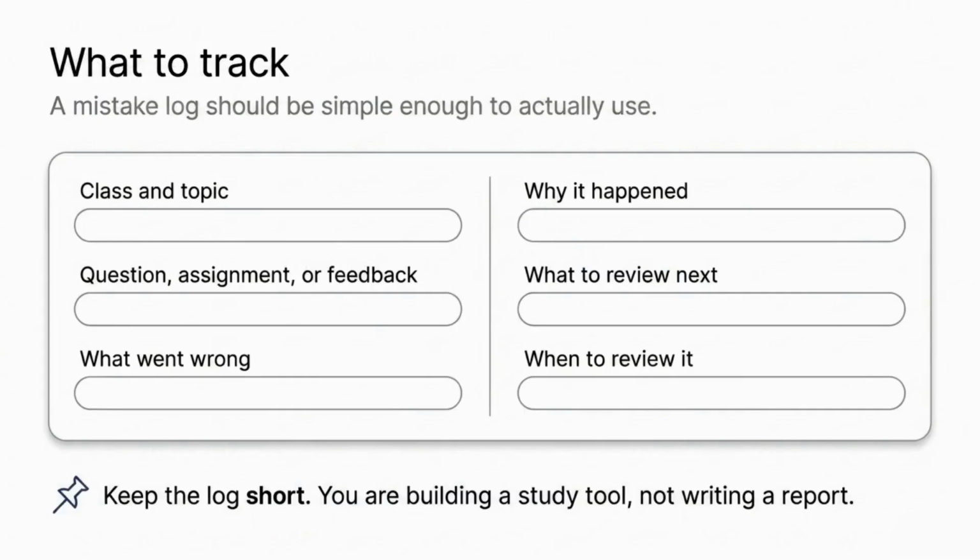A mistake log does not need to be complicated. In fact, if it is too detailed, you probably will not use it consistently. Track the class and topic. Then write the question, assignment, or feedback that showed the problem. Next, name what went wrong and why it happened. Finally, write what to review next and when you will review it. That last part is important. A mistake only becomes useful when it leads to action. The mistake log helps you turn scattered errors into a clear study plan.